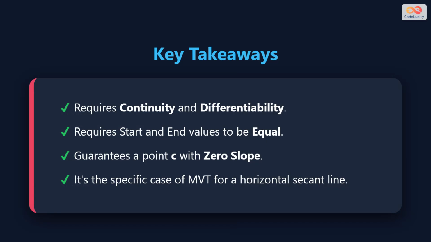To wrap up, remember the checklist: continuity, differentiability, and equal endpoints. If you have these, you are guaranteed a point c with a horizontal tangent. This theorem provides the foundational logic for finding maximums and minimums in optimization problems.